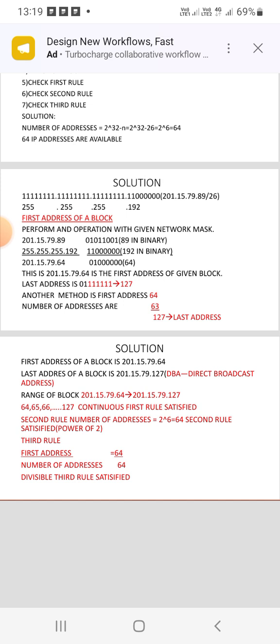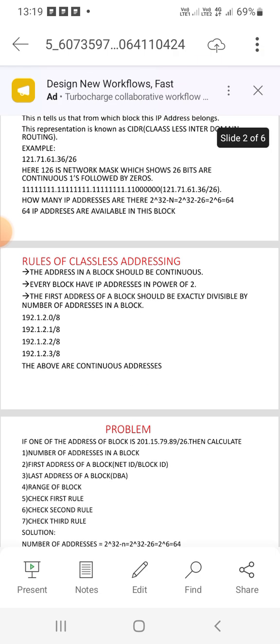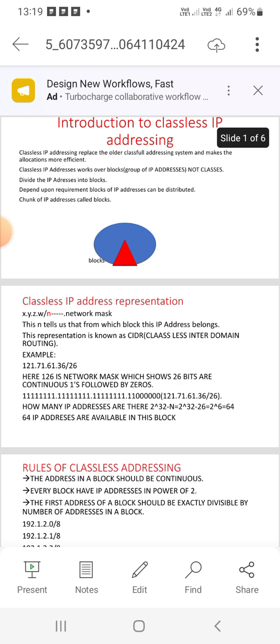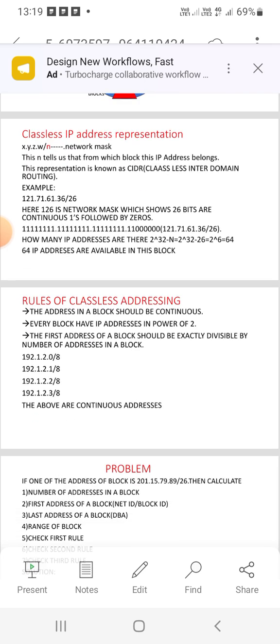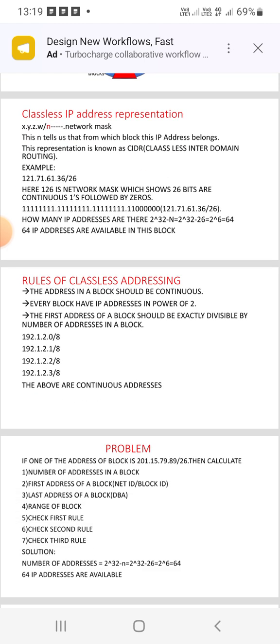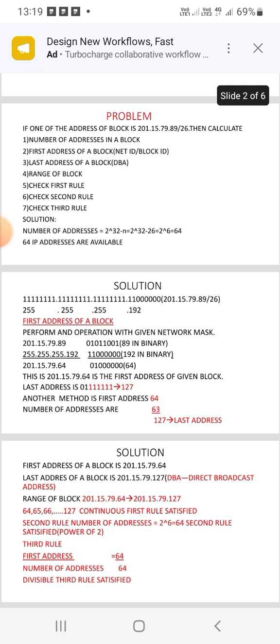The first rule is satisfied. The second rule: the number of addresses is 2 power 6, which is 64, a power of 2. That is also satisfied. What is the third rule? The first address divided by the number of addresses should be divisible. The first address is 64 and the number of addresses is 64, so it is divisible. That's it.